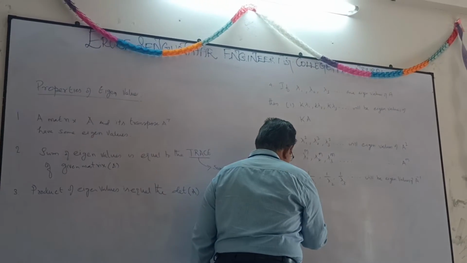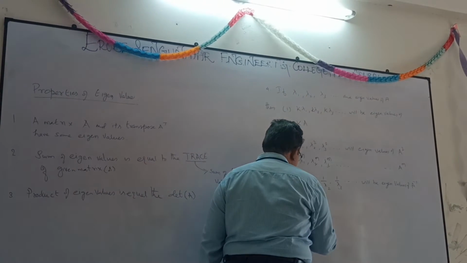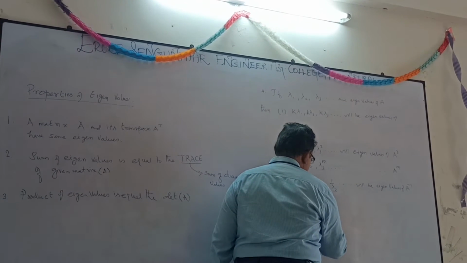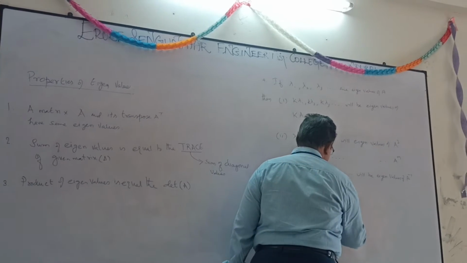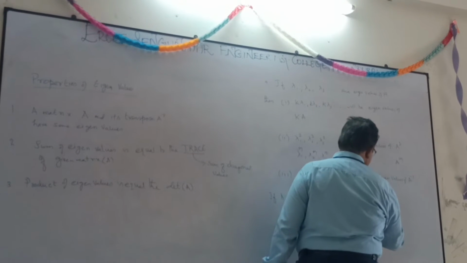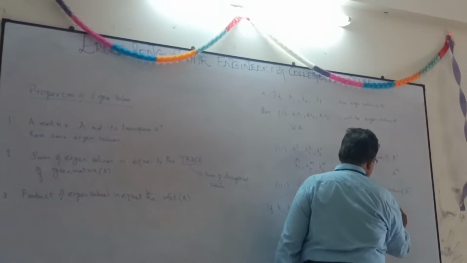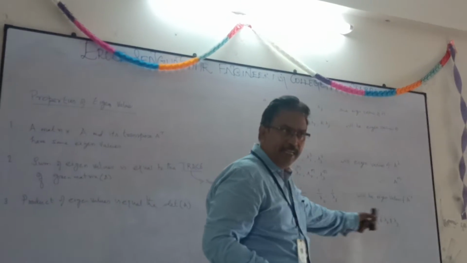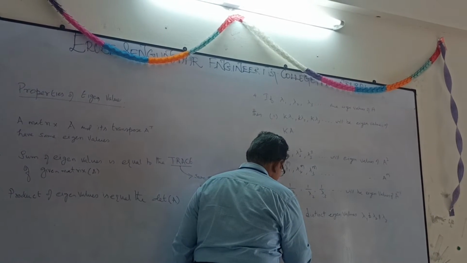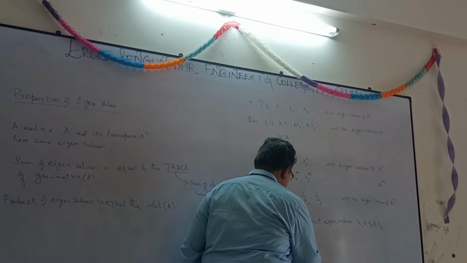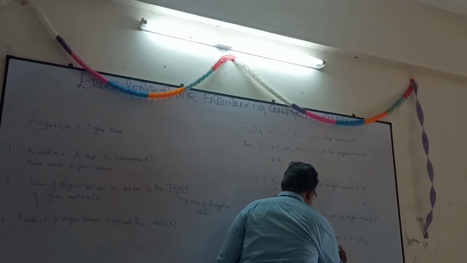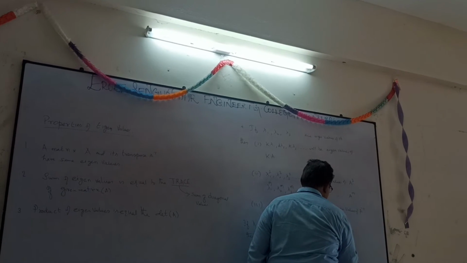If lambda 1, lambda 2, lambda 3 are distinct eigenvalues, that is, lambda 1 not equal to lambda 2 not equal to lambda 3, then the eigenvectors are linearly independent.